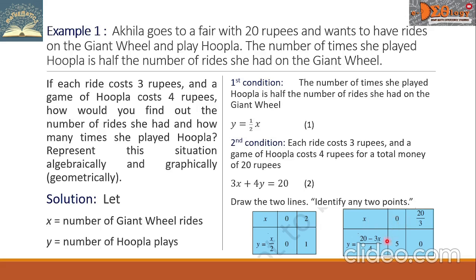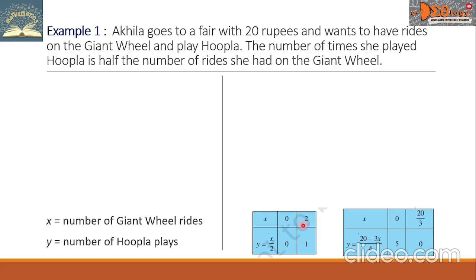We substitute 0 to this equation, then we will get the value of y as 5. Next, we can assign 0 to y. Then we can solve for x and the value will be 20 over 3. Therefore, for the second line, the 2 points are (0, 5) and (20/3, 0). From here, we're going to connect the 2 points respectively to form the two lines.